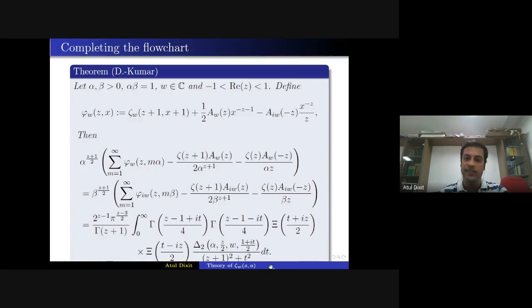And here is this integral involving the Riemann Xi function, where you have this delta 2 function that I defined on the previous slide. But now the main point of interest is, what is this function, phi sub W? I'm defining it in terms of this particular thing, but what is this zeta sub W of Z plus 1 comma X plus 1? This looks to be a new function, and that itself is the main purpose of writing our paper.